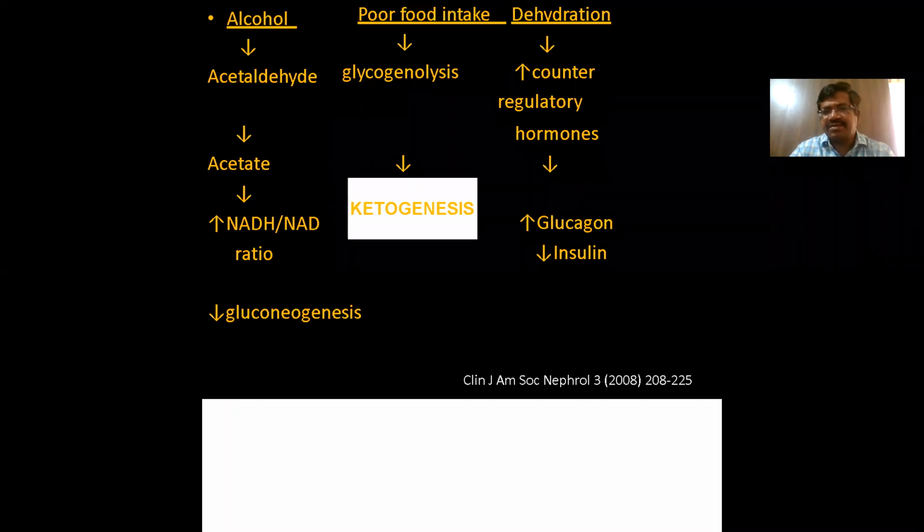Also dehydration. So there are increased counter-regulatory hormones, like ADH. There is a decrease in water, antidiuretic hormone increases, and also changes in the electrolyte concentrations. It will have a lot of hormonal release impact. And also here there is an increase in glucagon and a decrease in insulin. So all this can lead to prominent ketogenesis.